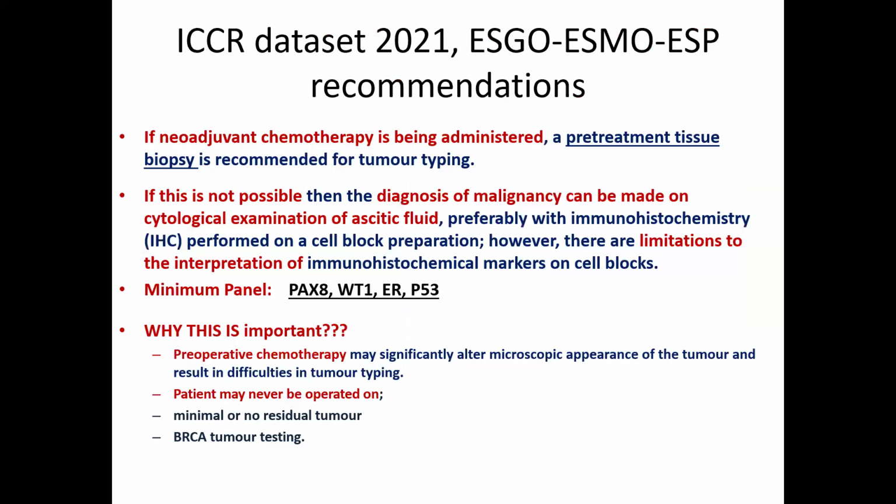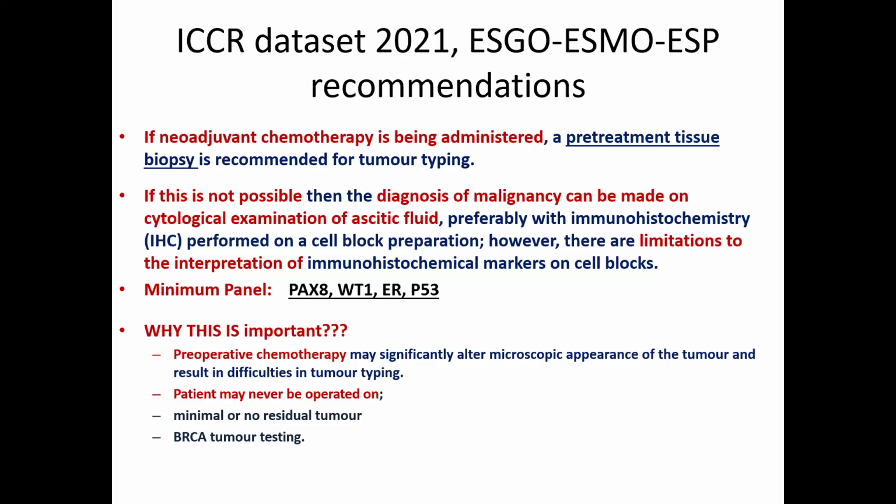This is very rare. The ICCR dataset and the ESMO-ESP recommendation: in cases of high-grade serous carcinoma, if neoadjuvant chemotherapy is administered, a pre-treatment biopsy is recommended for tumor typing. If not possible, then the diagnosis of malignancy can be made on cytological examination of the ascitic fluid with IHC on cell block preparation, but this is only if it's not possible to take a biopsy, because there will be a limitation to interpretation of IHC on the cell blocks. Minimum panel to be used: PAX8, WT1, ER, and P53.